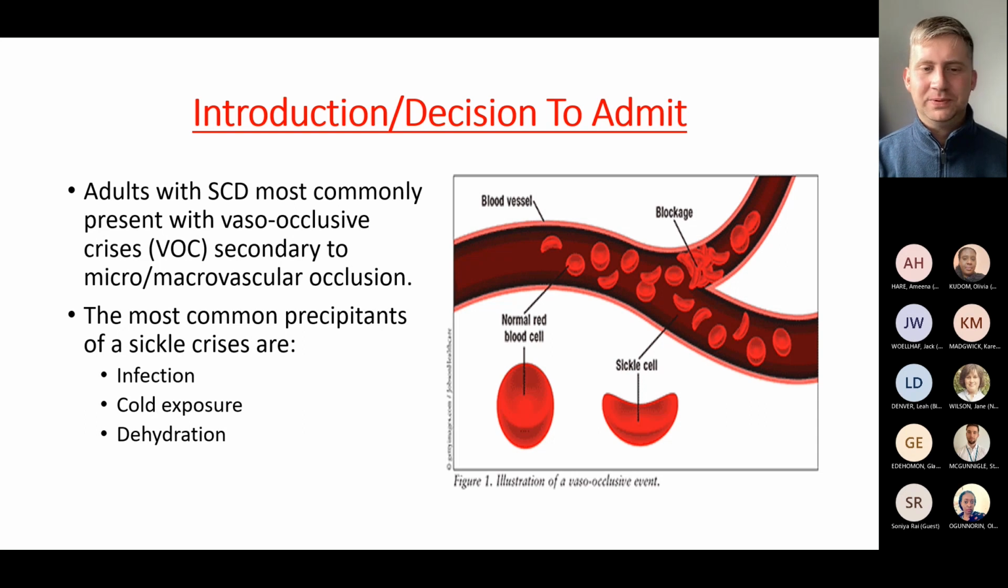And dehydration as well, because when you become dehydrated, your blood becomes more viscous and sticky. If it's moving more slowly and the blood is more sticky, it can cause blockages to happen quicker and easier. So that's just a very brief overview of what a vaso-occlusive crisis is. And like I said, it's the most common presentation to ED with pain.